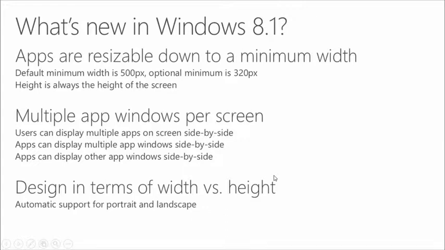The height is always going to be the height of the screen, right? So if you design for different screen sizes, as we'll see here in a second, your app's always going to work great relative to the height of the window. You can have multiple app windows per screen, and that can be based on either something the user does to have multiple apps running side by side, or based on what an app does, like we saw on Reading List.